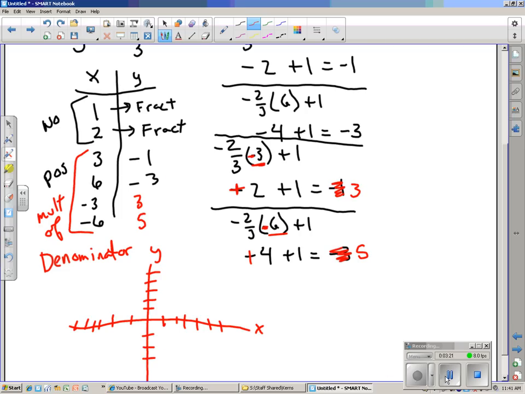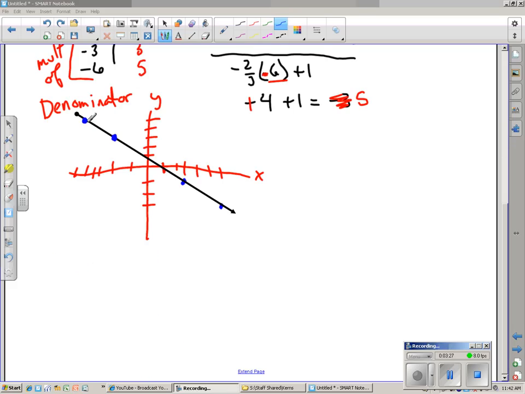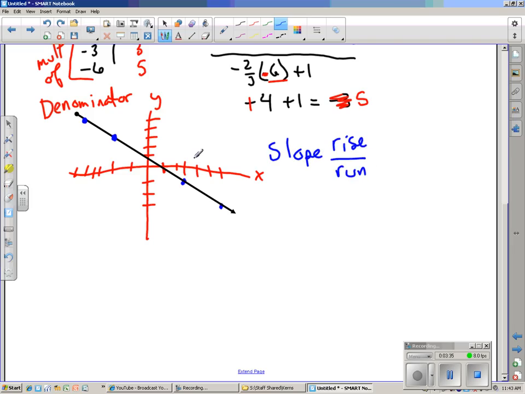I'm going to pause the video and plot the points. So when I plotted the points, they all made a straight line. Now, based on the graph, we are going to find the slope. The first way that we found the slope was rise over run. So look at your graph and think about how much it rises up. To get from 3 to 5, it rises up 2 steps.